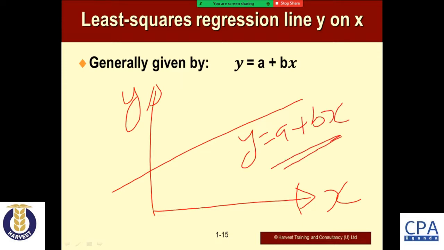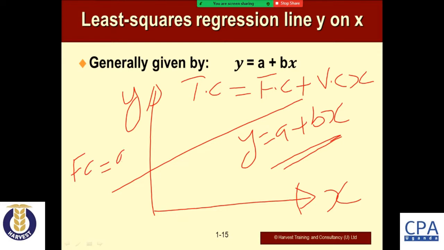Highly applicable in management. Now, because of the fact that total cost is equal to fixed costs plus variable costs, you would appreciate the fact that the total cost curve is derived from the least squares regression line y on x, where the fixed cost is equal to the a and the variable cost is equal to the b.